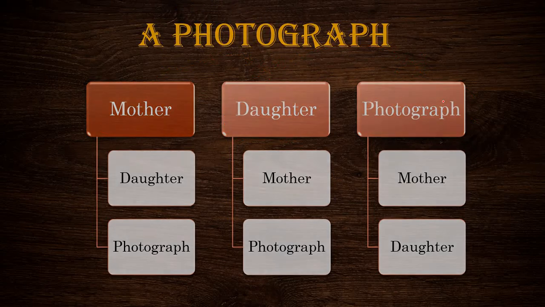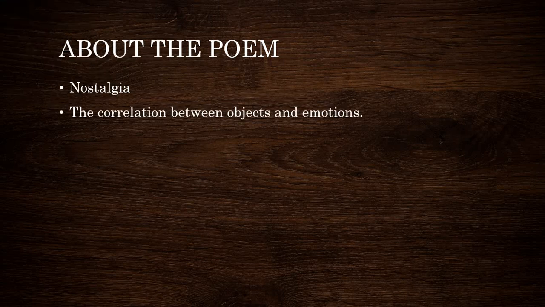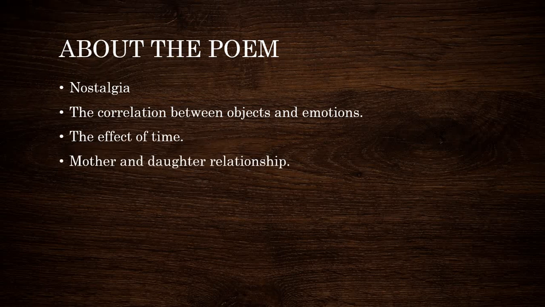Then we are going to move on to the important points: nostalgia, the correlation between objects and emotions, the effect of time, then the mother and daughter relationship, and the last one is the speaker of the poem. Like I said, when you're thinking about nostalgia, think about the mother, the daughter and the photograph. The same thing applies here. Whenever you are thinking about one thing, don't leave the other two. These are the important things which you should keep in mind before we start to learn about this poem.